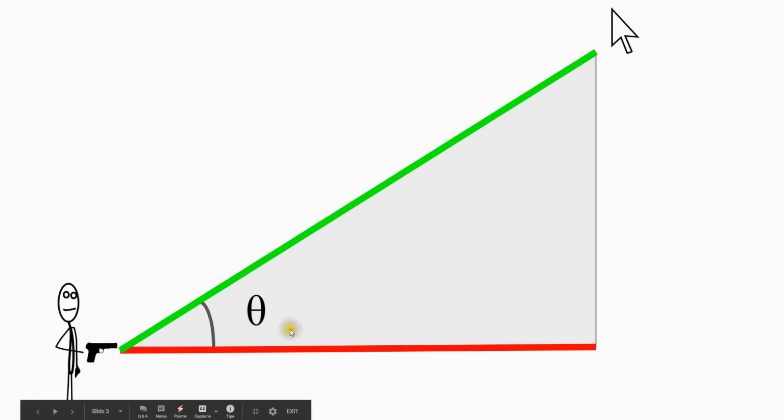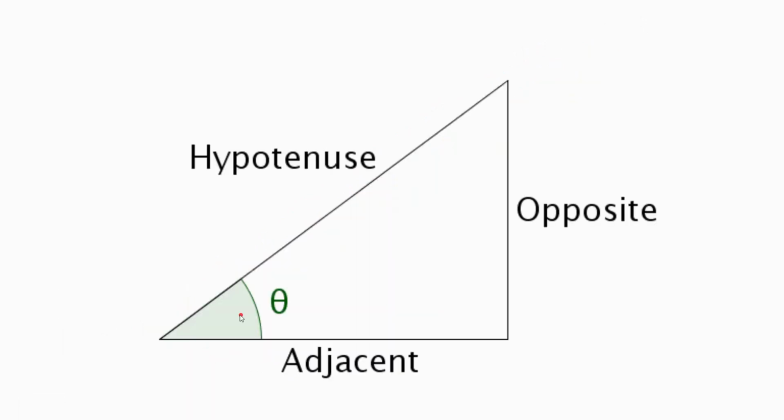To do that, we need to rotate the gun from the forward position, which is represented by this red line here, and we want to move it to the green position, which is a line from the gun to the mouse. To do that, we need to figure out what the angle is between those two lines. This is going to involve some trigonometry, so to figure out what this angle right here is, we need to know the length of two of the sides of this triangle.